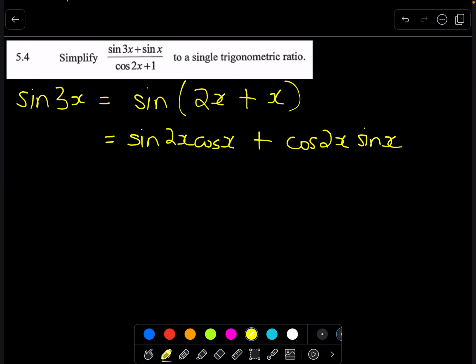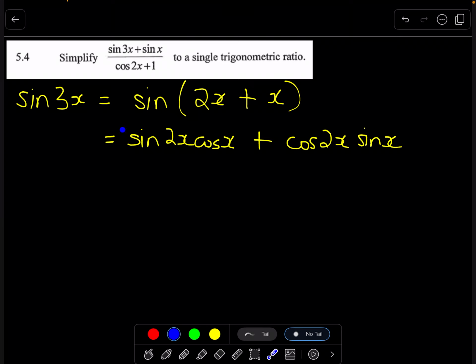So now actually I'm thinking this might be a bad idea, because now we have sine 3x is equal to this, plus the sine x up here. None of these are like terms, so we can't even add them. So there's no future really.